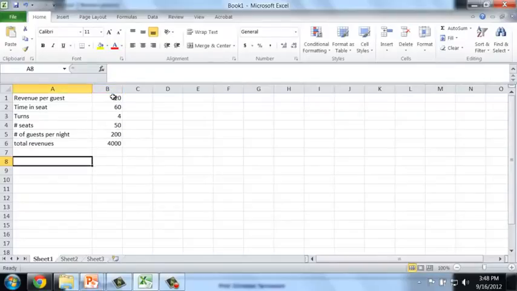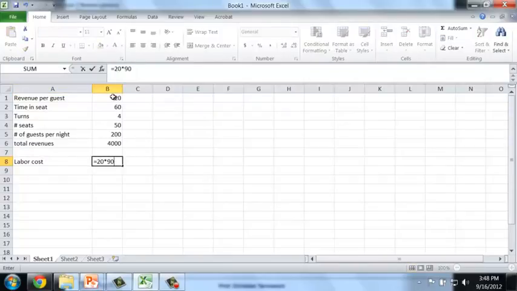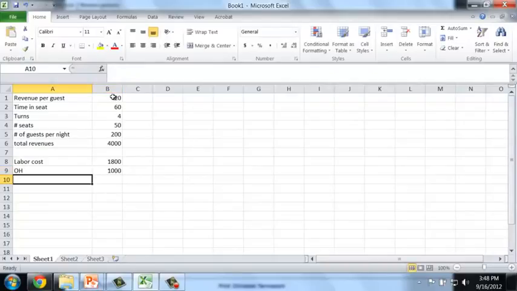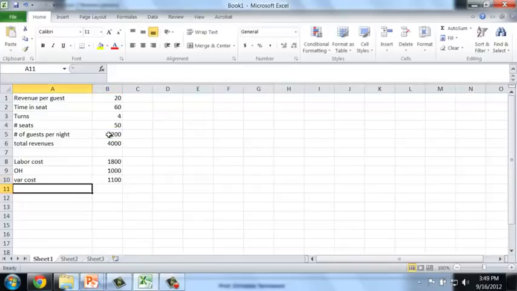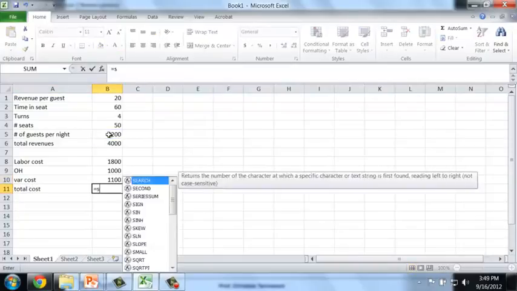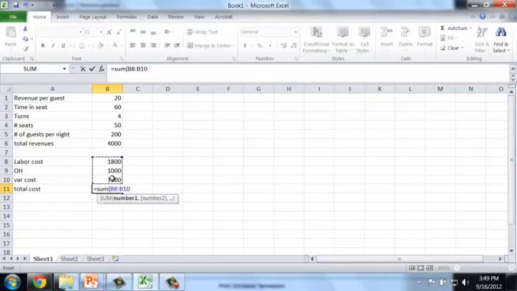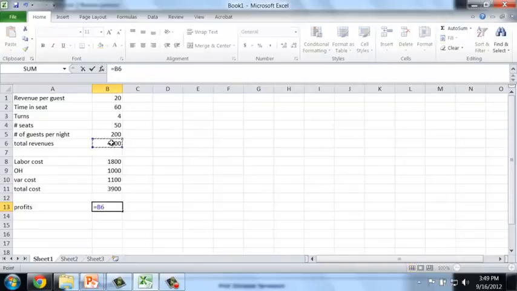Next, on the cost side, we look at the labor cost first. On the labor cost, we have 20 employees taking home $90 per evening. On the overhead side, that is simple, it's a flat 1,000. And on the variable cost for the food, we look at the guests that we serve, 200, and multiply this by $5.50. So my total cost is simply these three numbers added up. And then I get profits of revenue minus cost equals $100.